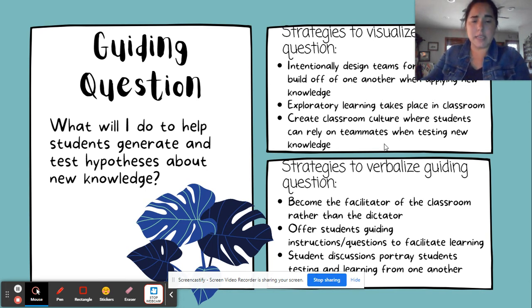And then what this sounds like in the classroom is the teacher becomes the facilitator rather than the dictator, offering students guiding questions or instructions to facilitate their own learning. And students' discussions are portraying what they've learned from one another and relying on one another. So being like, hey, that's a great idea. We're going to go with yours rather than mine because yours seems like the best route.